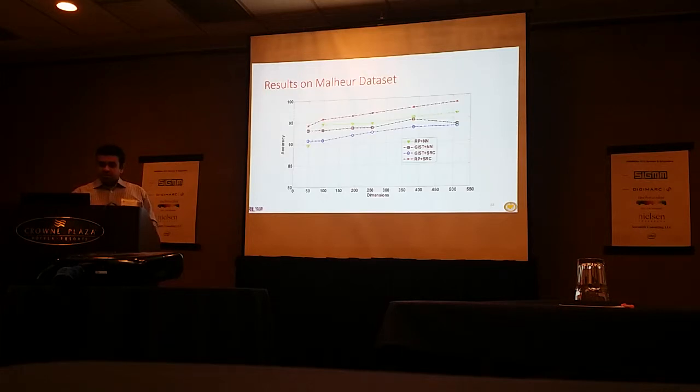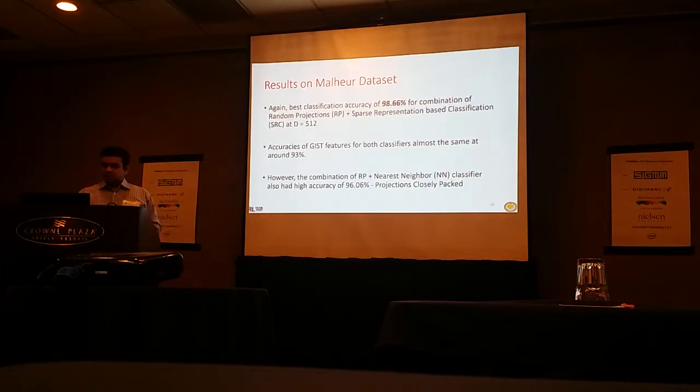And for the malware data set, again, the combination of random projections and sparse representation-based classification had the best performance. Similar to the previous case, the gist features were almost the same for both classifiers, around 93%. However, the combination of random projections and nearest neighbor had an accuracy of 96%. So this shows that for this data set, the projections in lower dimensions are more closely packed, so a nearest neighbor based classifier also works well in this case.